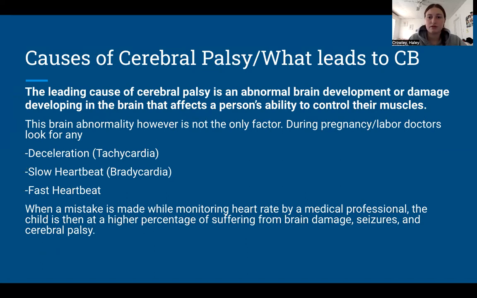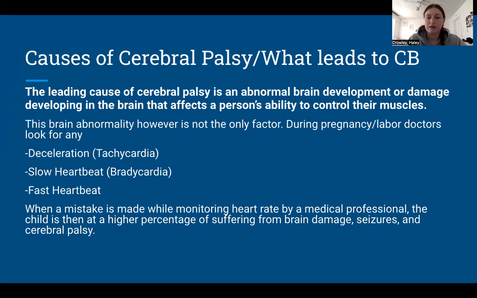Causes of cerebral palsy and what leads to cerebral palsy. The leading cause of cerebral palsy is abnormal brain development or damage to the developing brain that affects a person's ability to control their muscles. This brain abnormality, however, is not the only factor.